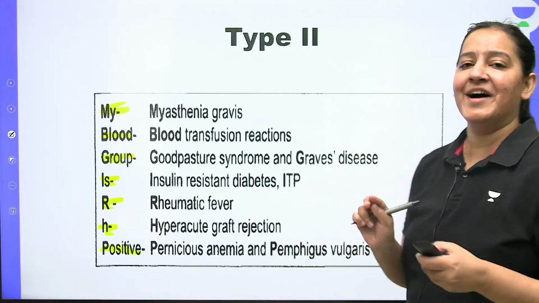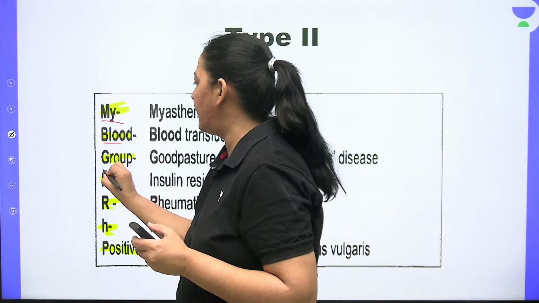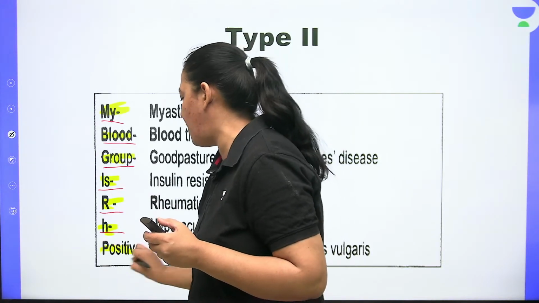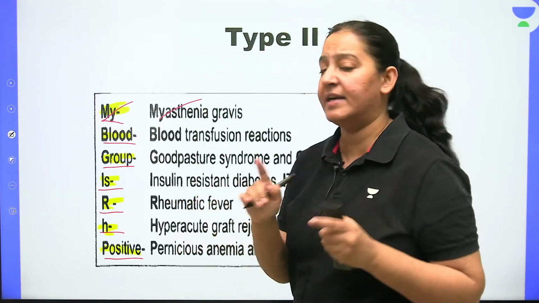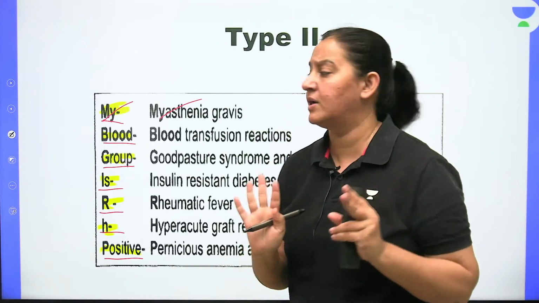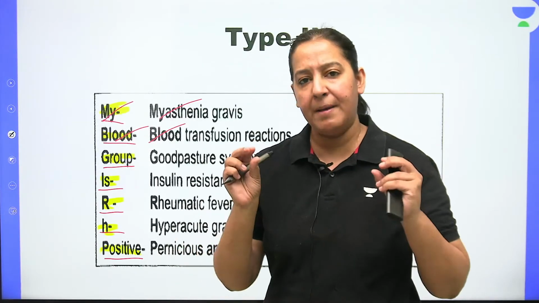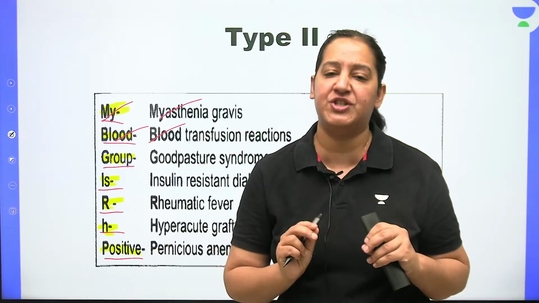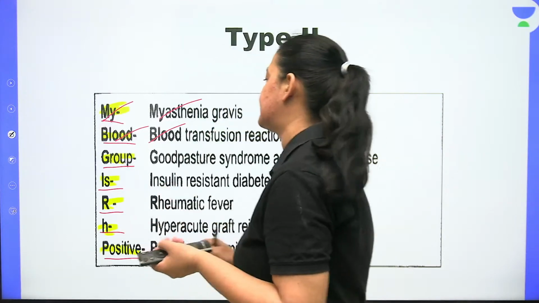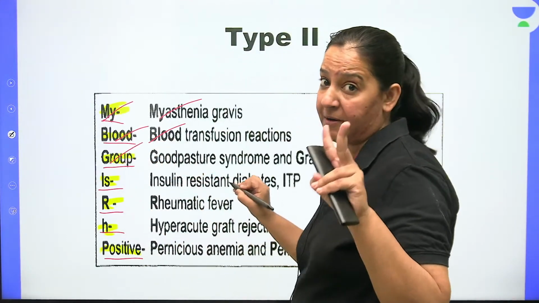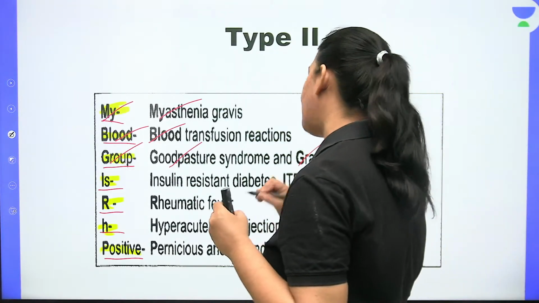Let me quickly come to the mnemonic for type 2 hypersensitivity. For type 2 hypersensitivity, the mnemonic is My Blood Group Is Rh Positive. What is the full form of it? Here M stands for myasthenia gravis. It is a repeat PYQ, multiple times it is asked. Blood stands for blood transfusion reaction. Suppose there is a patient with blood group A, and by mistake someone has transfused blood group B into the patient of blood group A. So it is a mismatch reaction, and it is an example of type 2 hypersensitivity. G stands for two things, both are previous year questions: G for Goodpasture syndrome and G for Graves disease. You know what Goodpasture syndrome and Graves disease are.